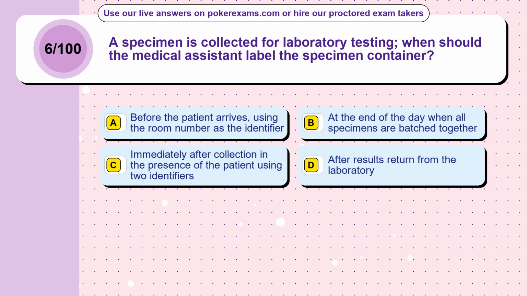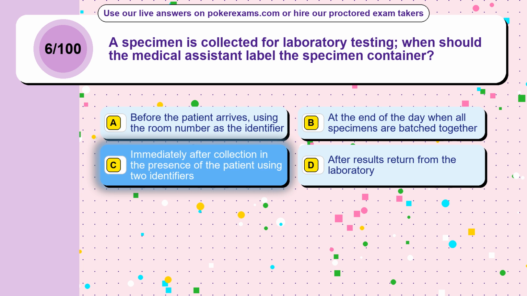Question 6. A specimen is collected for laboratory testing. When should the medical assistant label the specimen container? Option A, before the patient arrives, using the room number as the identifier. Option B, at the end of the day when all specimens are batched together. Option C, immediately after collection in the presence of the patient using two identifiers. Option D, after results return from the laboratory.